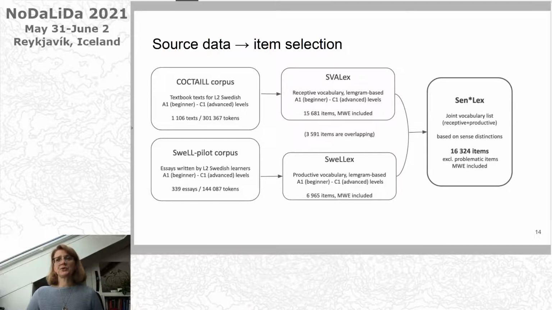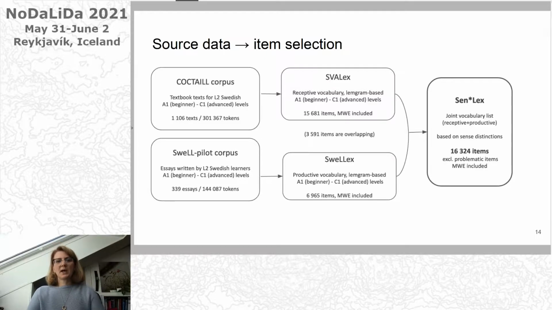Later, when we had a possibility to automatically word sense disambiguate Swedish words, we used that opportunity to regenerate those two word lists, which resulted in Sense-Starlex. Sense stands for sense-based, and star stands for SVALex and SweLex in one. So we have one resource representing both types of vocabulary. And it covers a little bit more than 16,000 items, sense-based senses, so to say. And we believe that this is pretty all-covering for the modern vocabulary, because these are the most frequent items in Swedish. So we think that the selection of items is very relevant for other types of projects as well, outside the second language context.